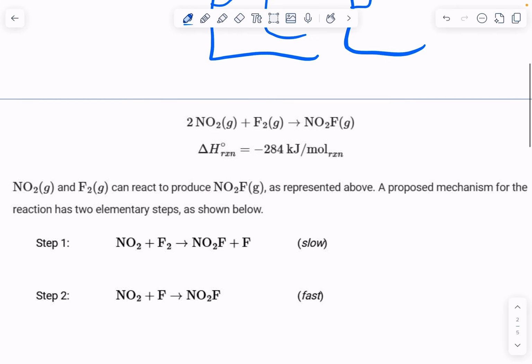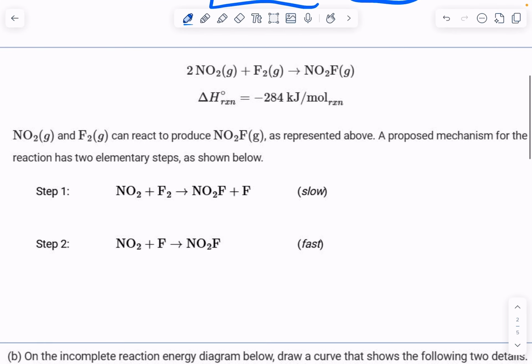We're going to look at two short answer questions. So here we've got an overall reaction, and we have the two steps for them. We have NO2 and F2 producing NO2F as represented above. The proposed mechanism for the reaction has two elementary steps as shown below. So we've got two steps, one's slow, one's fast. Other important information we need to know is that overall the delta H is negative.